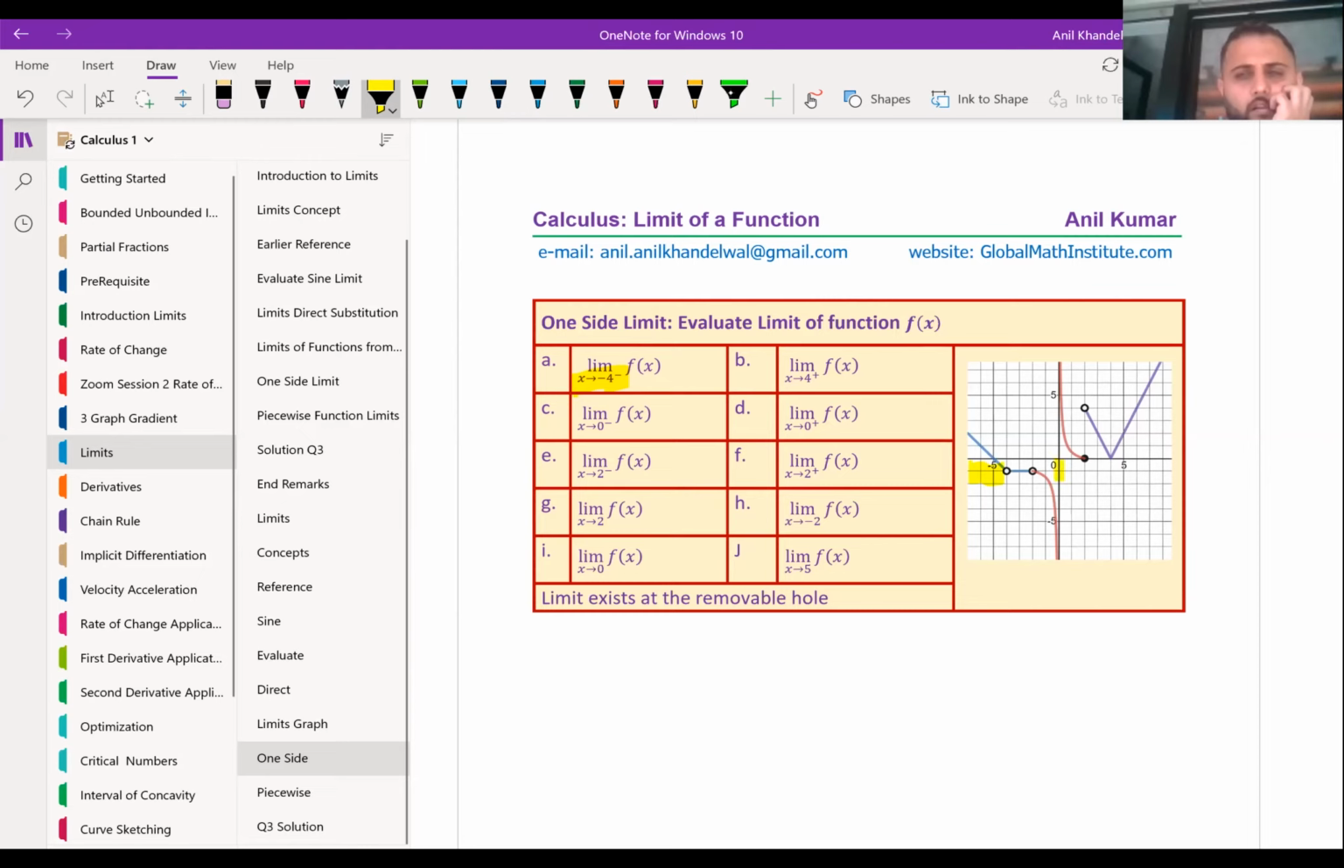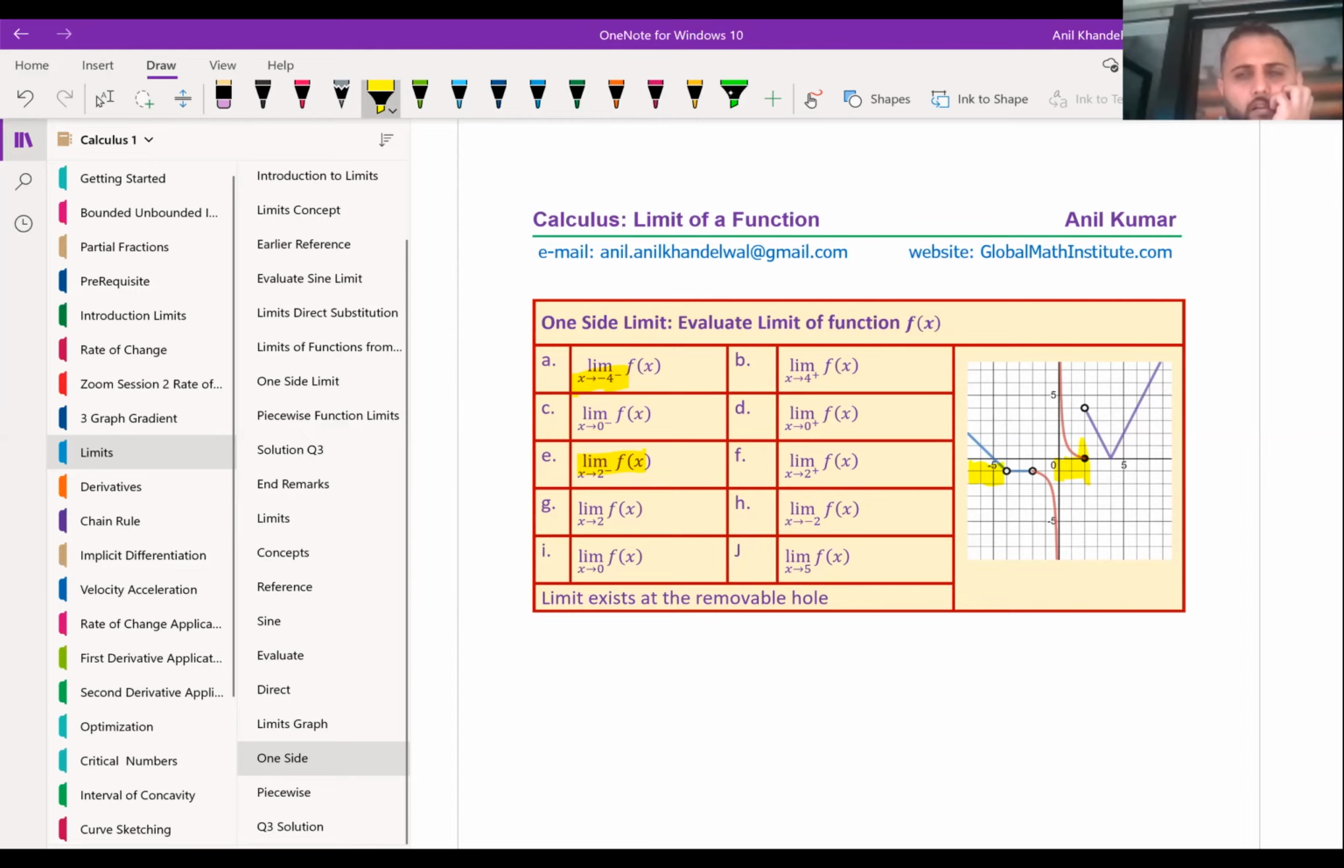-1. Correct. If I take up this question, approaching 2 from the minus side means this is your minus side and you're approaching this point. What is your answer? 0. Correct. So easy to know, right? That is how you could be answering such questions, very easy to understand.